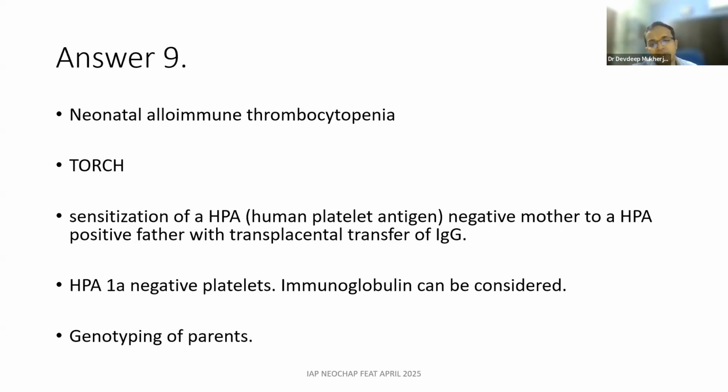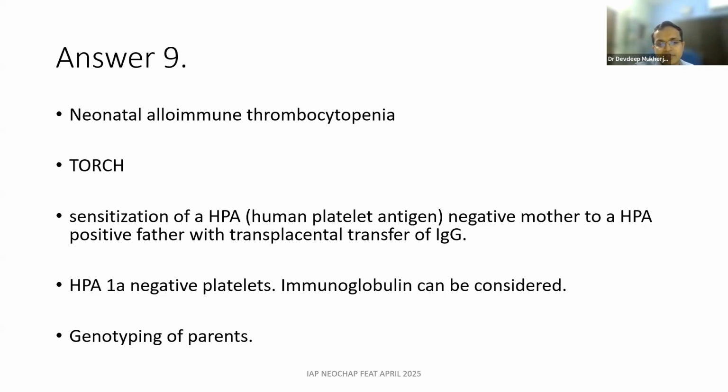Okay, so IVIG can be given to the baby, but not as the first step. It's actually the sensitization of an HPA negative mother to an HPA positive father with a transplacental transfer of immunoglobulins. So what you need definitely is HPA-1A negative platelets. And then, yes, if the thrombocytopenia is persisting, you can always think about immunoglobulins.